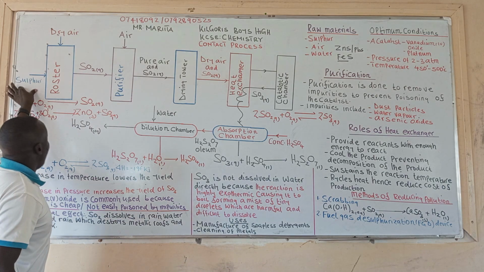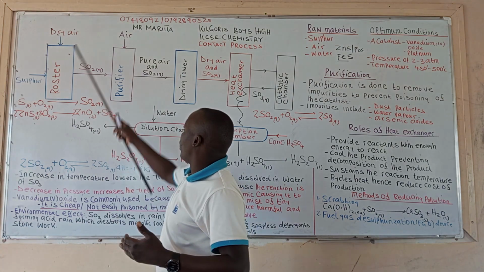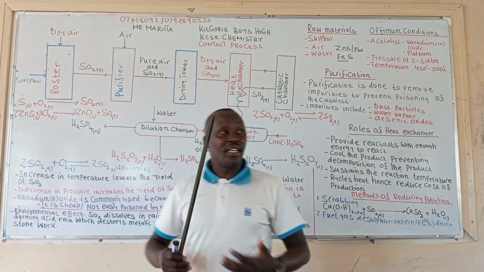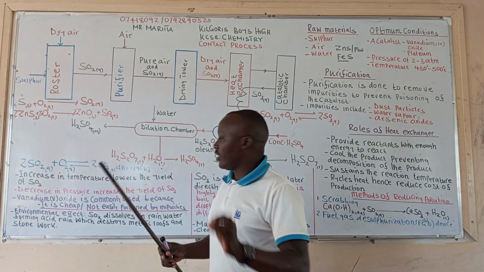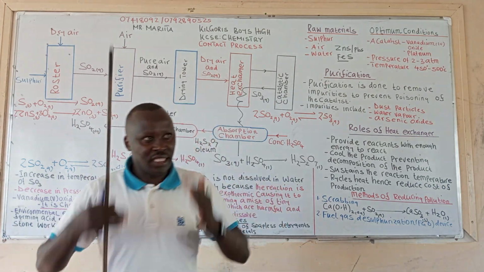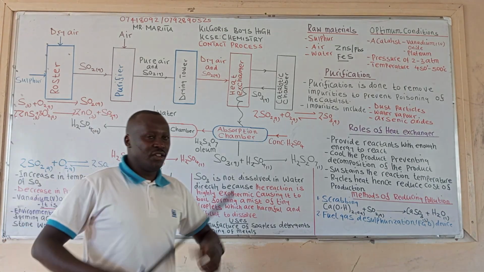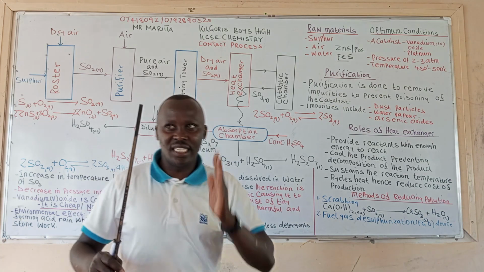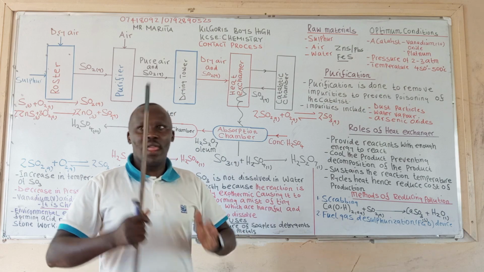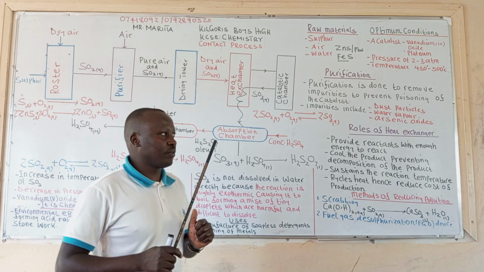So you will have sulfur. The sulfur is mixed with the air, a dry air, and then passed through the roaster. What is happening in this roaster? What is happening in the roaster is sulfur combines with oxygen to form sulfur(IV) oxide. If you are using the metal sulfides, for instance the zinc sulfide, zinc will combine with oxygen, will be roasted in the roaster to form the zinc oxide, and then we have the sulfur(IV) oxide.